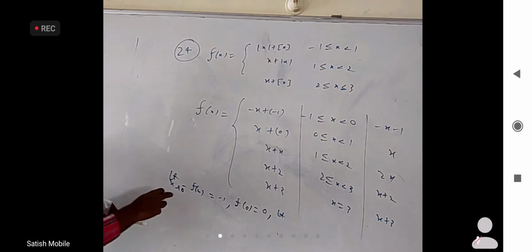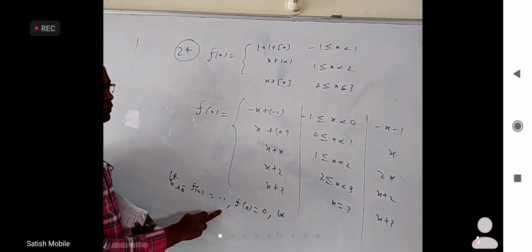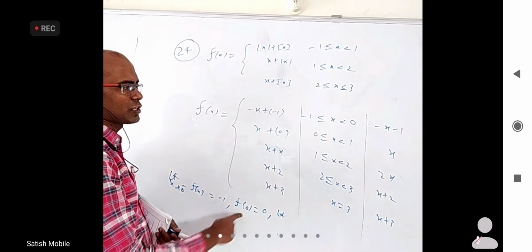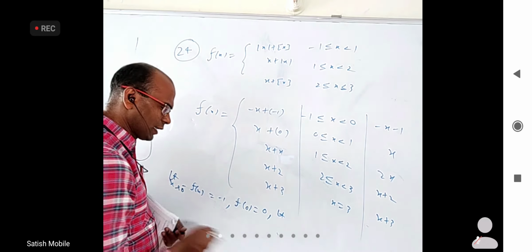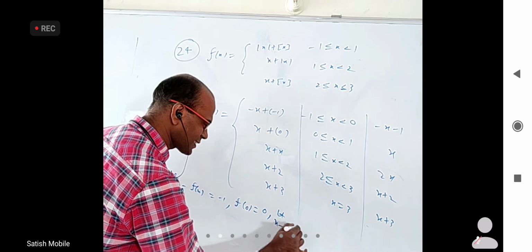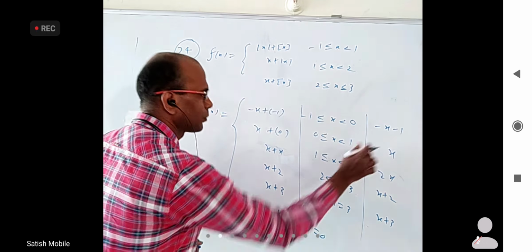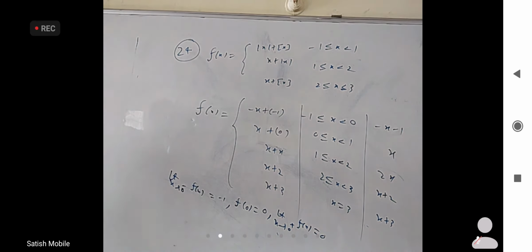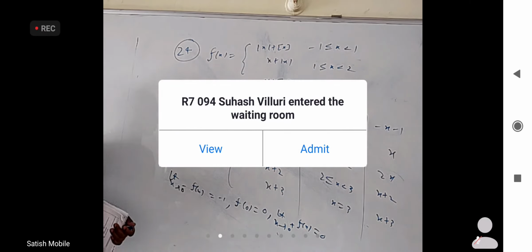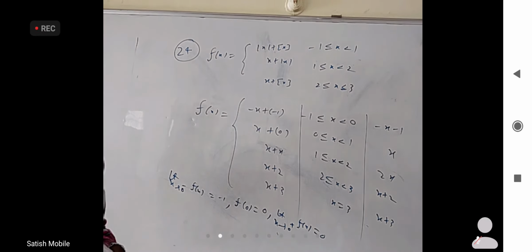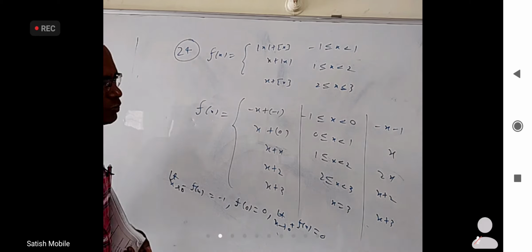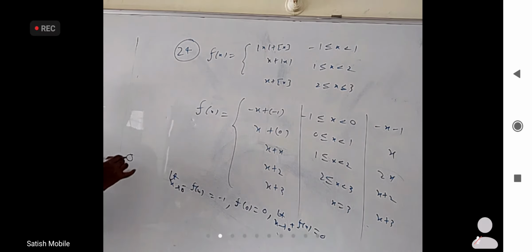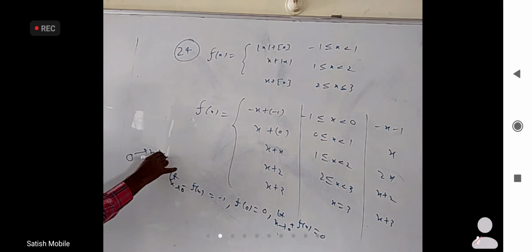Okay, limit x tends to 0 minus f of x is minus 1 based on this, f of 0 is 0 based on this, and limit x tends to 0 plus f of x is also 0 based on this. So it may be right continuous, but it is not left continuous, so it is not continuous. Okay, at 0 it is not continuous.